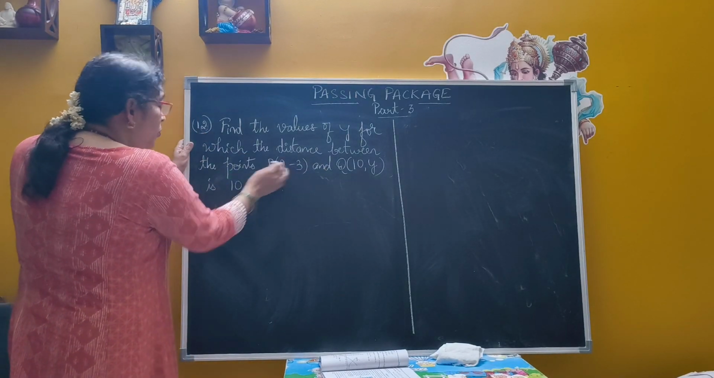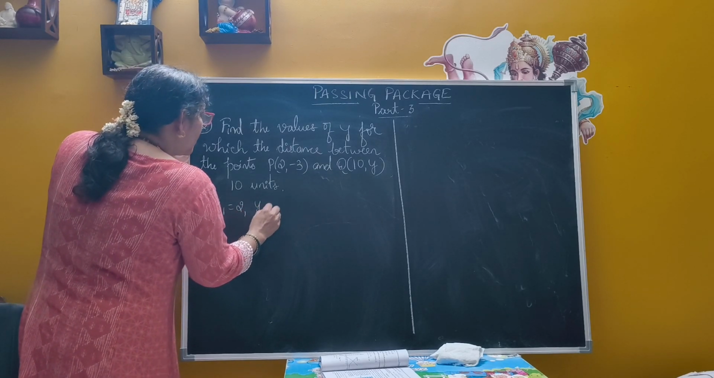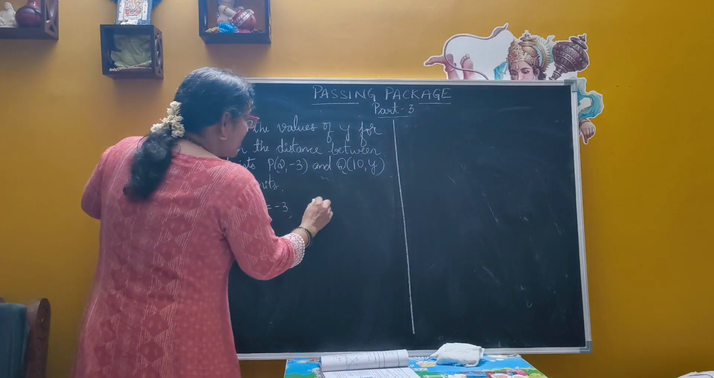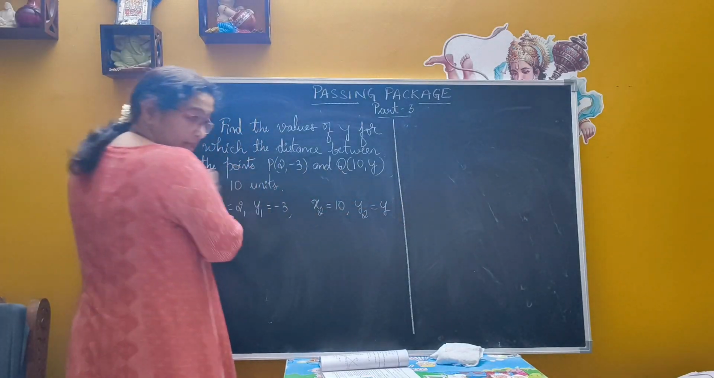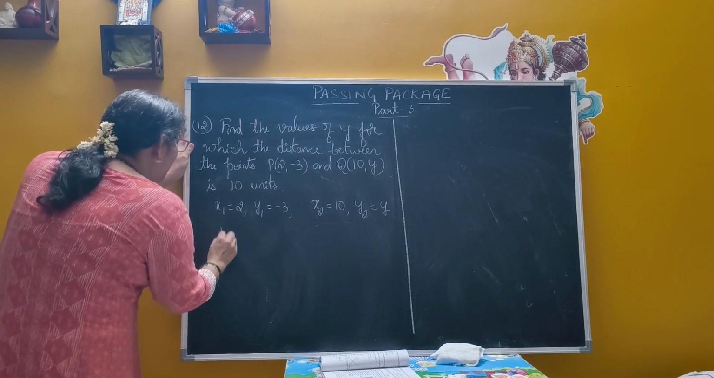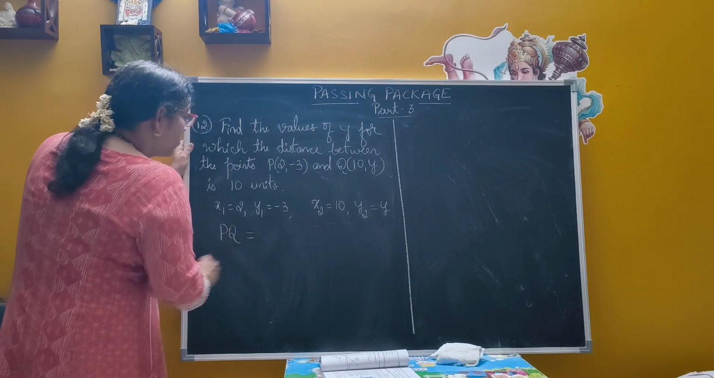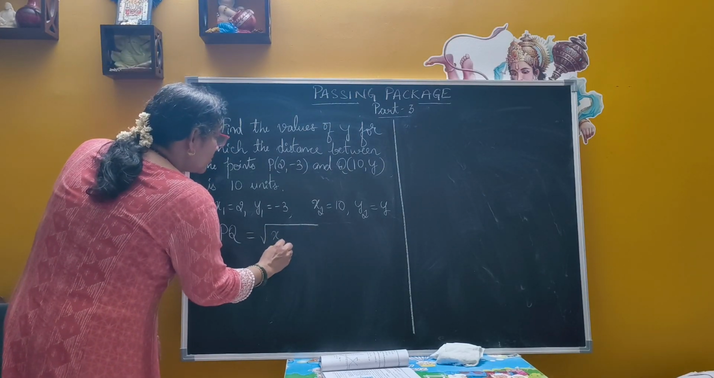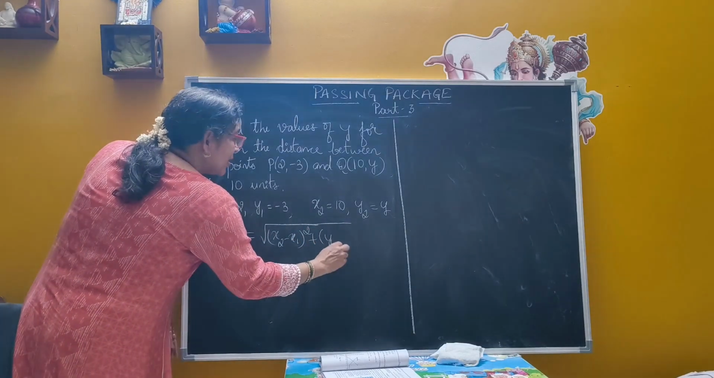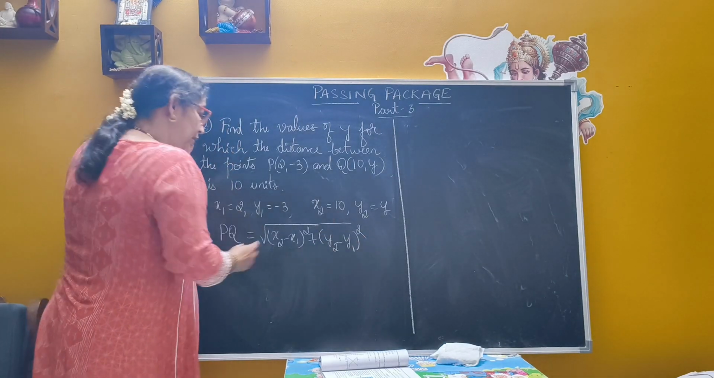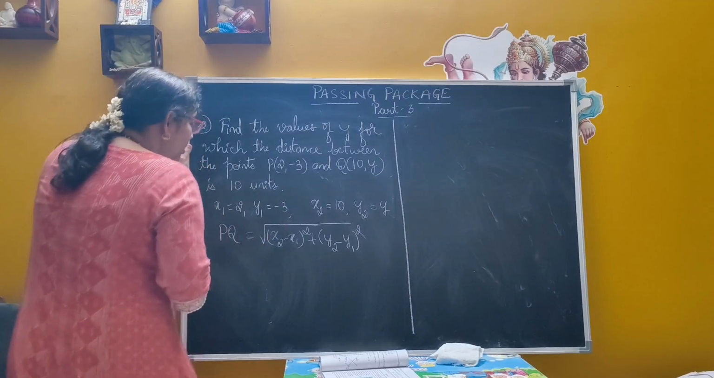Here the point P is (2, -3), so x1 is equal to 2 and y1 is equal to -3. And here x2 is equal to 10 and y2 is equal to y itself. So the formula for the distance PQ is the square root of (x2 - x1) whole square plus (y2 - y1) whole square, or it can be written as (x1 - x2) whole square plus (y1 - y2) whole square. So substitute the values now.